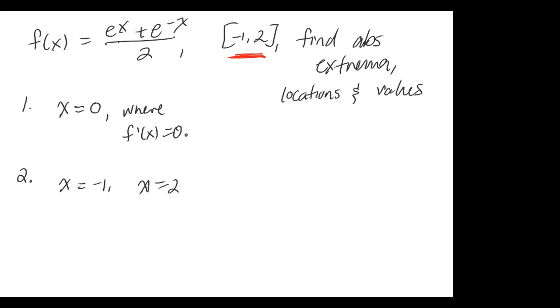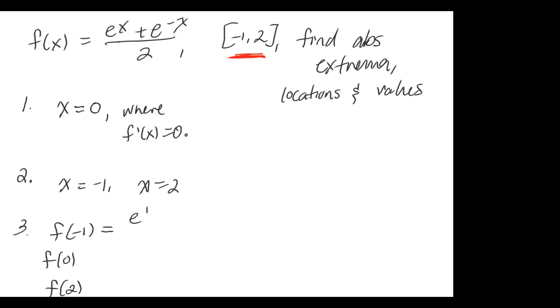Now, we need to put those points in the original function. That's our next step. Let's figure out, well, what is f of -1? What is f of 0? And what's f of 2? Okay, f of -1, I'm going to put them into the original function, not the derivative.